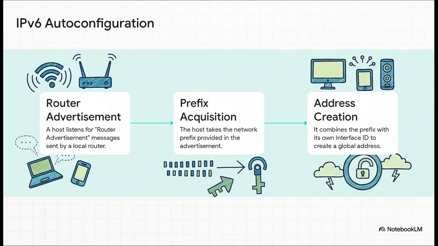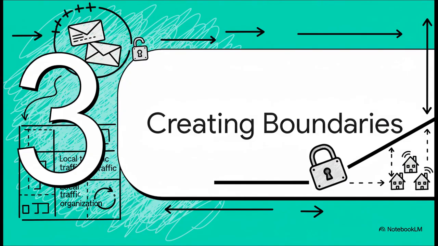It just listens for the local network's zip code or prefix from a nearby router, combines it with its own unique serial number, and bam, it's online. No central server has to hand anything out. It just works. Okay, so our little data packets have an address and they have a map.